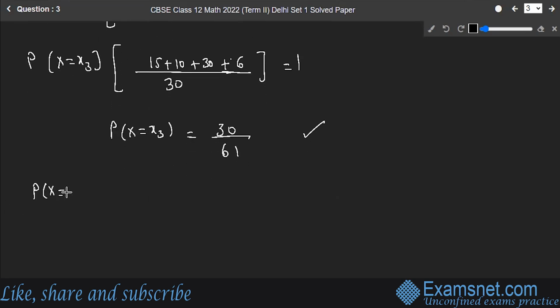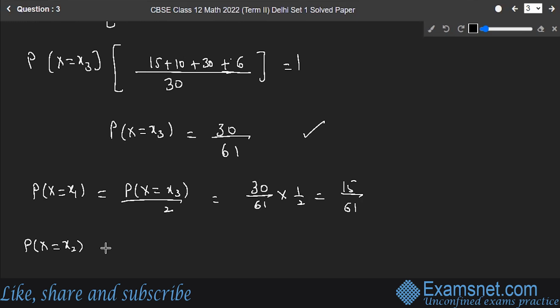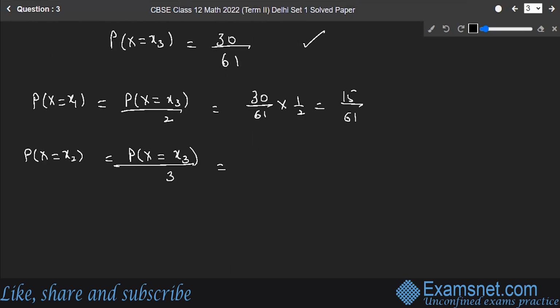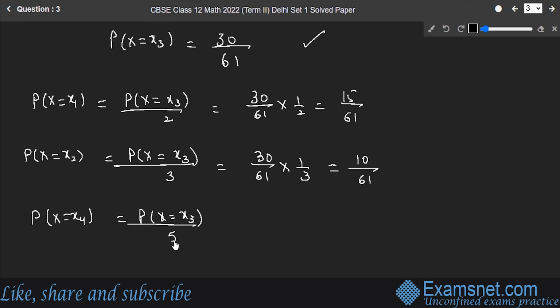Now let's find out probability x is equal to x1. That was equal to probability x is equal to x3 upon 2, which is equal to 30 upon 61 into 1 by 2, or that's equal to 15 upon 61. Now probability x is equal to x2 was equal to probability x is equal to x3 upon 3. That means this is equal to 30 upon 61 into 1 upon 3, or that's equal to 10 upon 61. Now probability x is equal to x4 will be given by this divided by 5. So 30 upon 61 into 1 by 5, that's equal to 6 upon 61. So we got all the probability distribution.